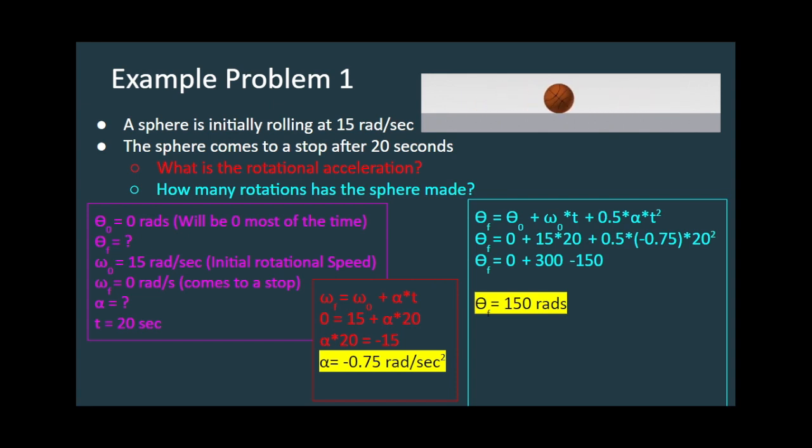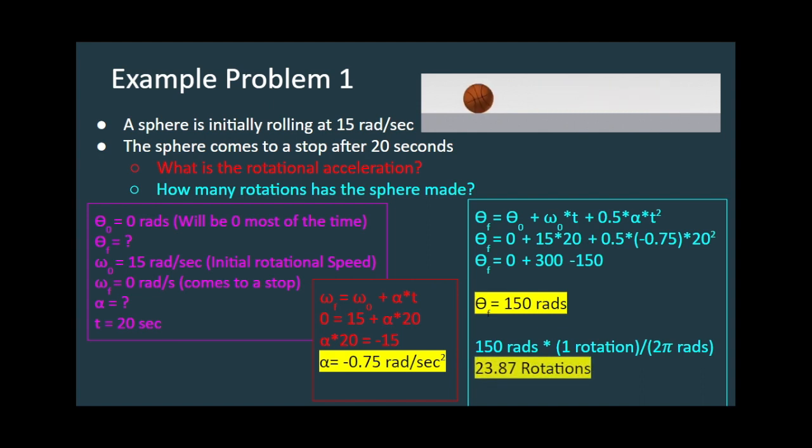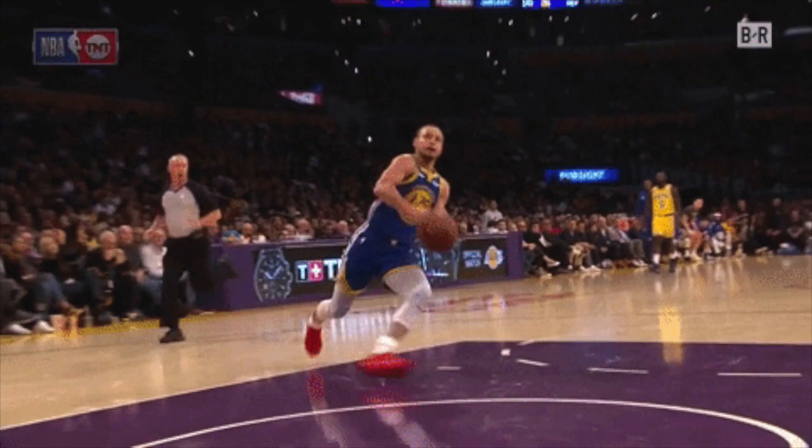It asks for how many rotations the sphere has made. Well, I know that one rotation is equivalent to 2 pi radians. So in order to solve for it, I'm going to take 150 radians, multiply that by one rotation, and divide by 2 pi. That's going to cancel out radians, and that's going to give me 23.87 rotations, meaning that this basketball rotated 23.87 times during that 20-second interval as it came to rest.